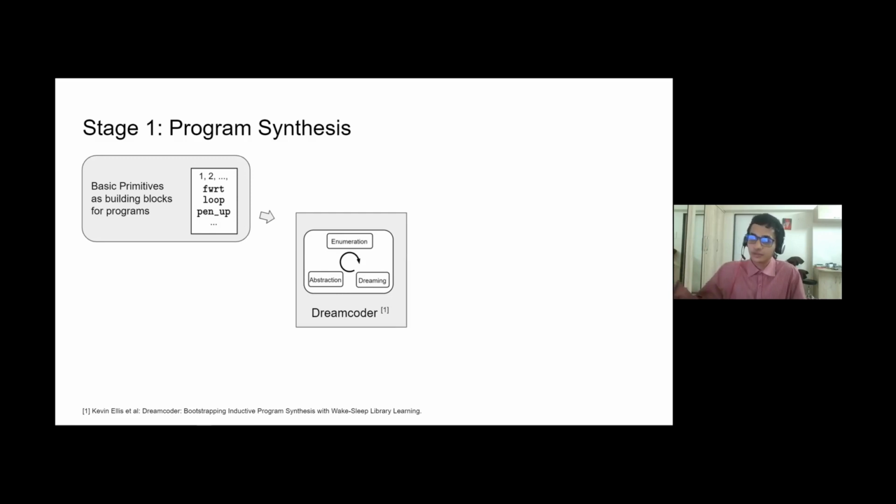Here you can see the FWRT primitive, which is just a function telling the cursor to move forward by a certain distance. We also include integers, control flow operations such as loop, and primitives that control how the pen is behaving, like pen up or pen down. These are basically primitives indicating how the pen should move on a canvas to draw the final image. And DreamCoder is ingesting these and generating programs out of these.